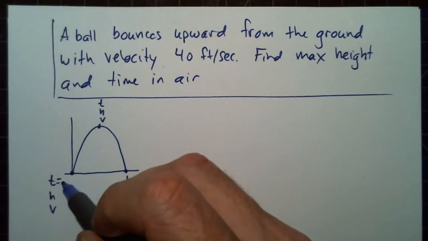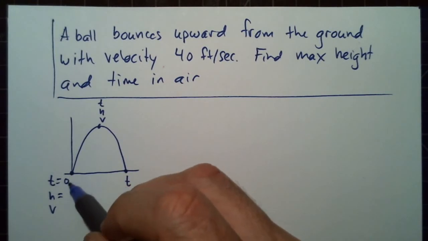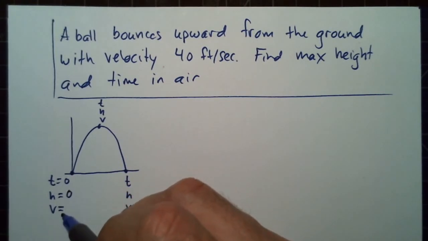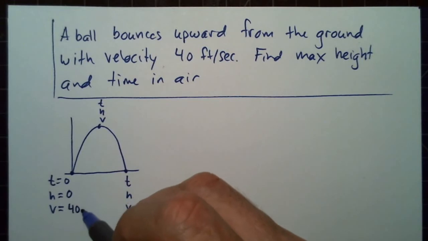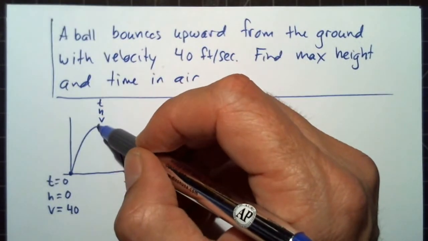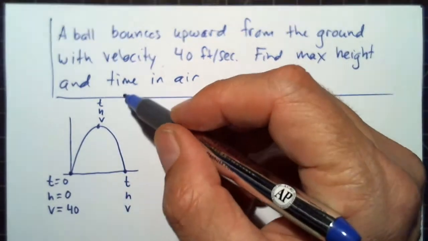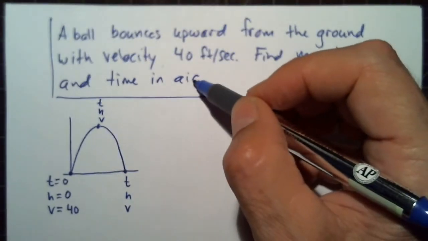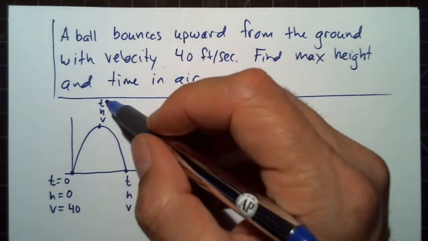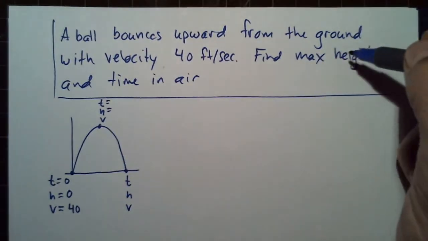So the time when it starts we'll call 0. The height when it starts, it's on the ground, so that's 0. And the velocity when it starts is 40 feet per second, and that was given. The time when it reaches its maximum height is part of the question. If we knew the time of maximum height, we would know the time in the air because it's symmetric. We don't know that. The maximum height is one of the questions.